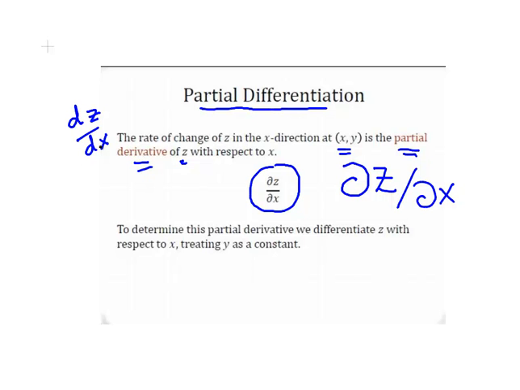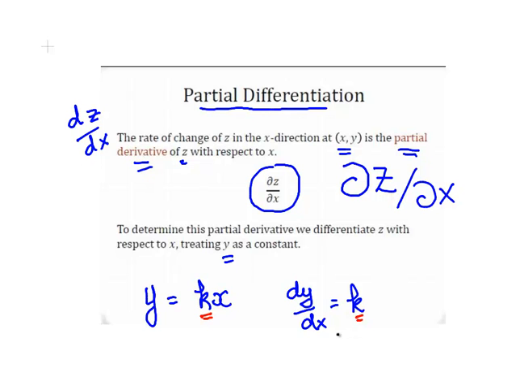To determine this partial derivative, we differentiate z with respect to x, treating y as a constant. Now, what does that mean? Well, let's say we're dealing with normal differentiation. Just y equals k times x, dy dx, this is just normal differentiation, is equal to k. What is happening here is we are just treating k as a constant, and that would be our answer. It's just left alone the whole way through.